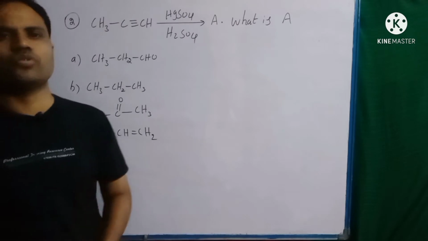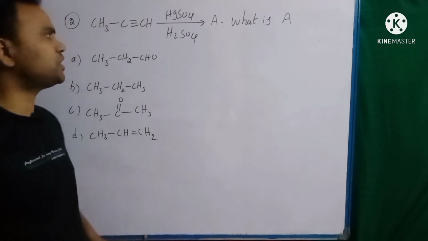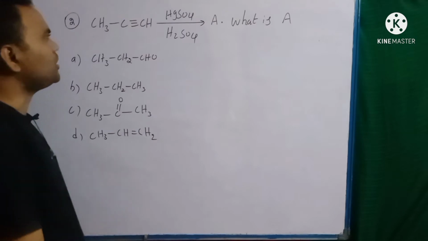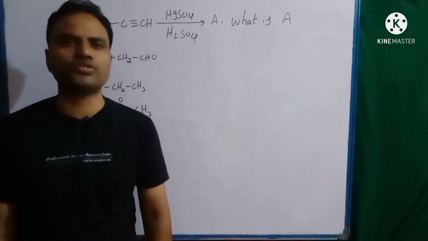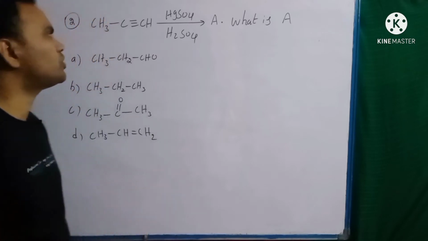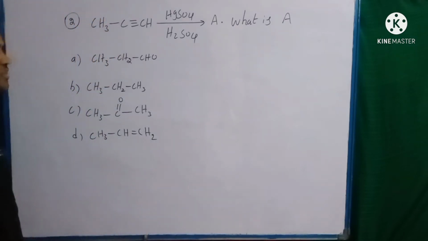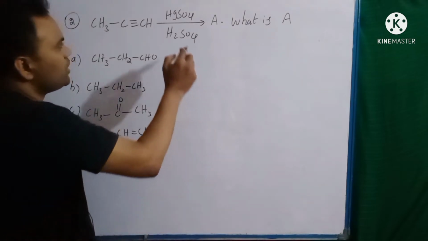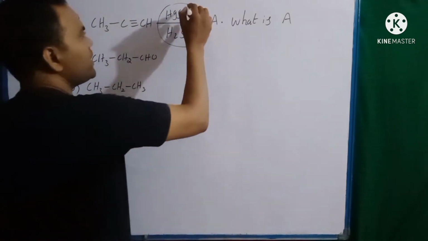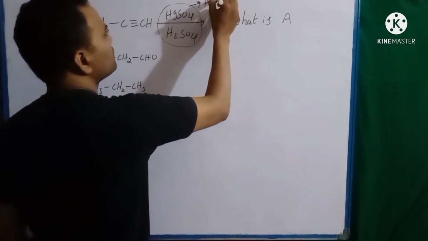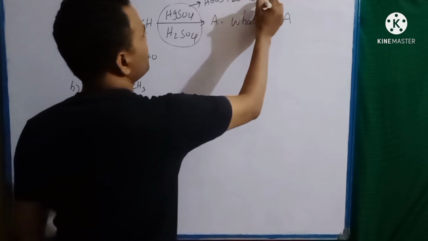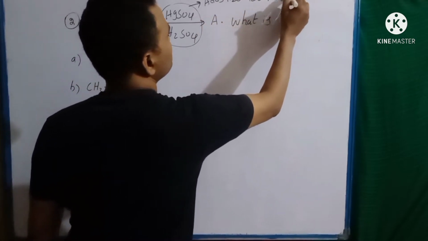Now let us see the second question. Identify the product A in the given reaction. See, alkyne when treated with HgSO4 followed by H2SO4 produces a carbonyl compound. Now let us see the mechanism. First of all, let us know what is the role of this reagent. This reagent adds a water molecule according to Markovnikov's rule.